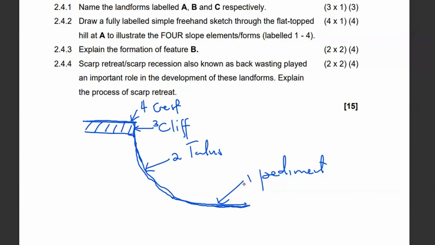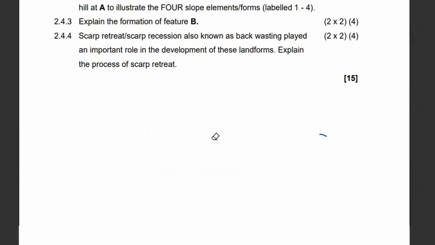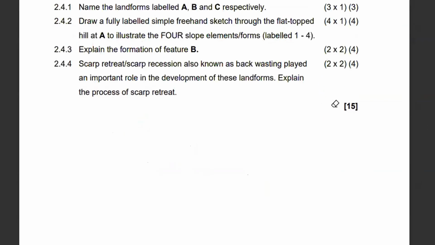Right, explain the formation of feature B. Feature B, how does it form? We said it's a conical hill. So what happens here when you explain it simply, I will try to use an illustration. Right, let's start with this.